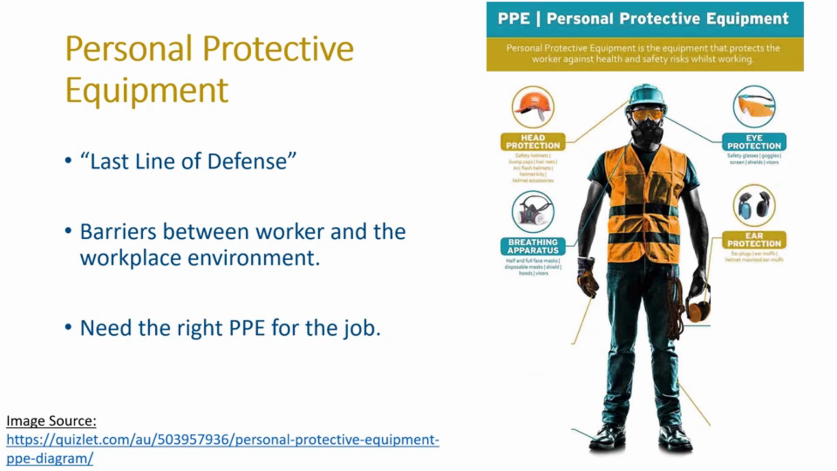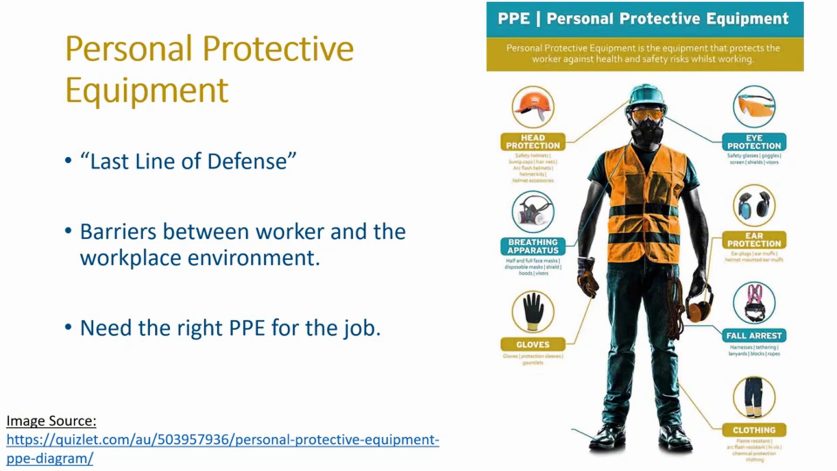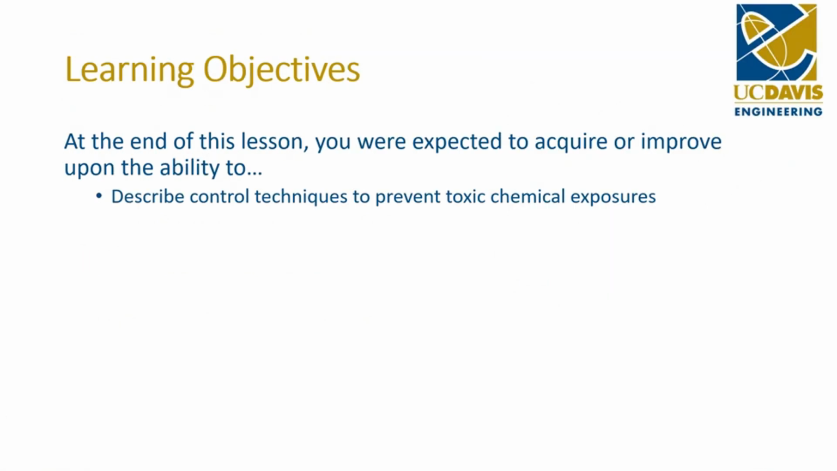Ear protection, these could be earplugs or ear muffs. Gloves. Fall arrest like harnesses or ropes. Different clothing options like flame resistant clothing. And footwear like safety boots. In this lesson, we learned about control techniques to prevent toxic chemical exposures. Coming up next, we're going to be learning from important historical case studies.